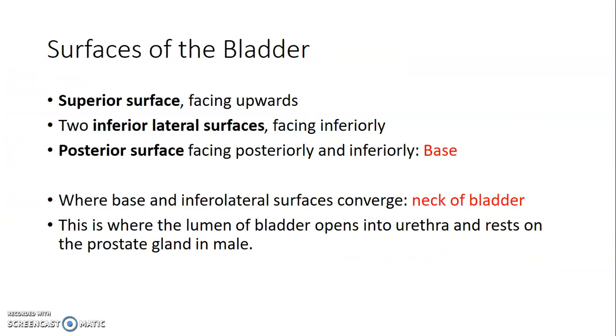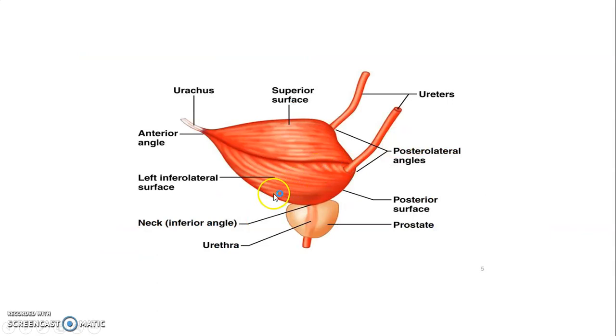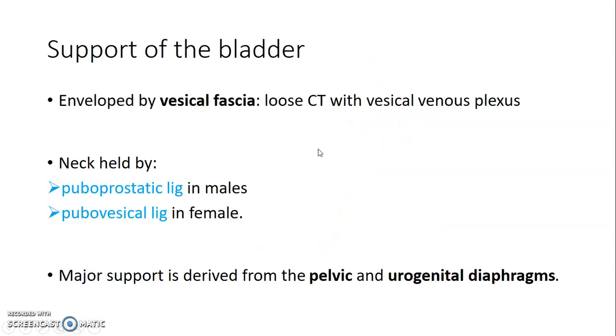So surfaces of the bladder: it has a superior surface that faces upwards, inferolateral surfaces that face inferiorly, and a posterior surface facing posteriorly and inferiorly. This forms the base. Where the base and inferolateral surfaces converge, that becomes the neck of the bladder. And that's where the lumen of the bladder opens into the urethra and rests onto the prostate gland. So that's the neck of the bladder, where you have the urethra and the prostate. This is the superior surface, this is the inferolateral surface. These are the ureters. You can see where they're opening.